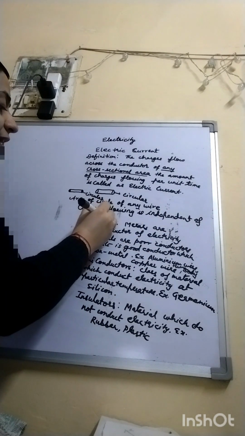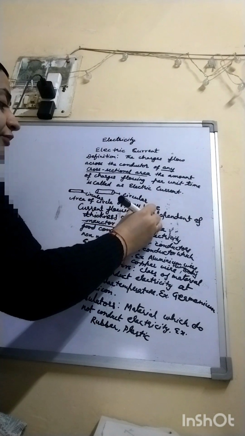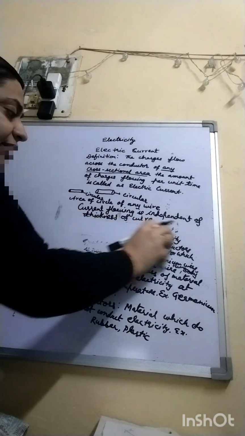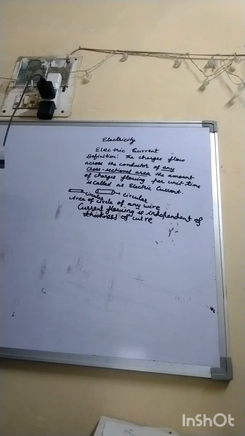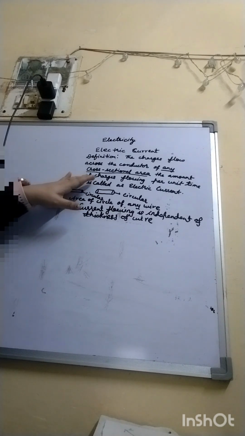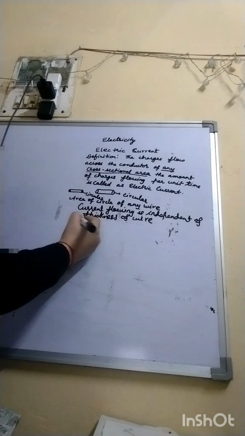In layman's language you can say thickness of the wire. So the wire can be of any cross-sectional area. This is a very important point while writing the definition. This keyword must be included, otherwise there would be cutting of marks. So the wire is of any cross-sectional area and the amount of charge flowing per unit time is called electric current.